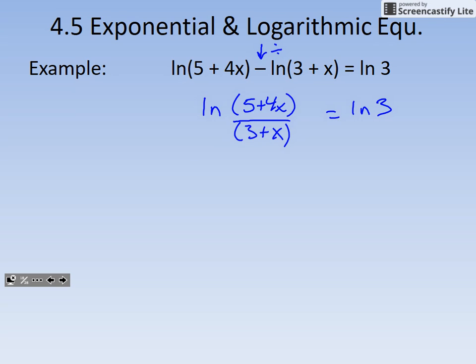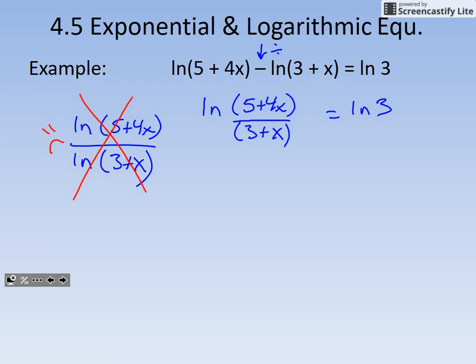Now, I want to clarify something here. We are not doing this. This is not the natural log of 5 plus 4x, natural log of 3 plus x. Okay? This is not what we're doing here. This is a single log. In fact, if you wanted, I could write in the parentheses like that.